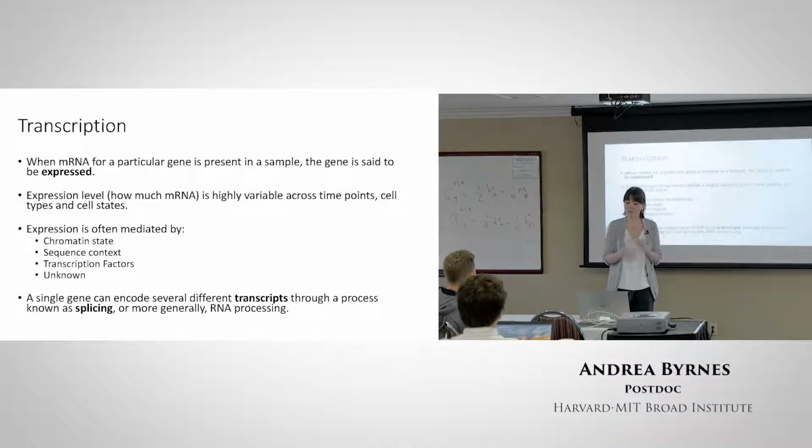Expression level, so how much RNA, is super variable across time points, across cell types, across cell states, and probably across environmental conditions. The variability of expression is not well understood because we don't have human samples from every possible time point and every possible condition. So expression can be mediated by chromatin state, we're going to talk about exactly what that means, the sequence context, transcription factors, and some of this is unknown.